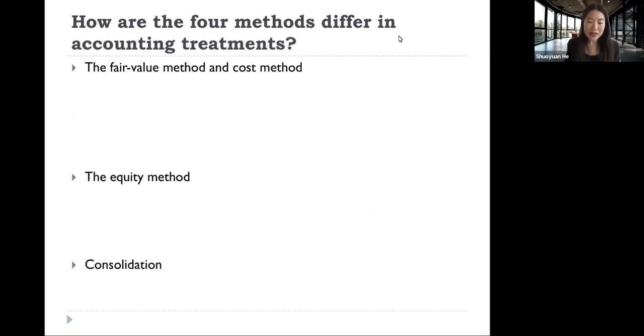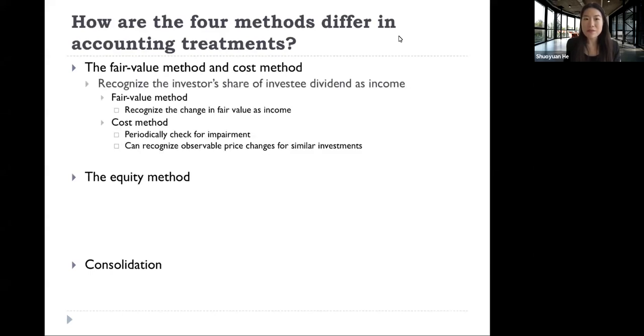And then let's look at how the 4 methods differ in the accounting treatment that applies under each method. So first of all, the fair value method and the cost method. For those 2 methods, we recognize the investor's share of the investee's dividend as income. Specifically under the fair value method, we recognize the change in fair value as income. And under the cost method, we periodically check for impairment, and we can recognize observable price changes for similar investments.